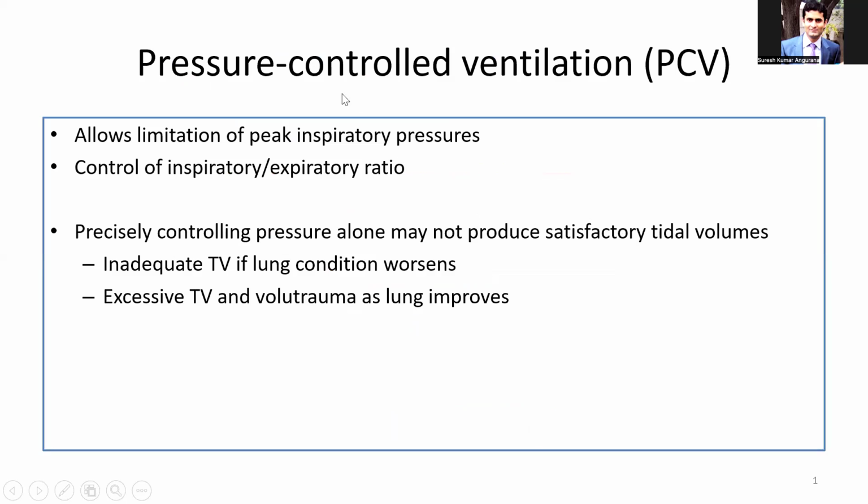In pressure control ventilation, the limit variable is peak inspiratory pressure, and we can also control the inspiratory expiratory ratio here, but a set pressure alone may not produce a satisfactory tidal volume. So if the lung condition is worsening and we are not changing the pressure, then the tidal volume will go on decreasing. But if the lung condition is improving and we are not changing the pressure, then the tidal volume may go on increasing with improving lung compliance, and it can contribute to volutrauma. So this is the problem with this mode. We have to adjust pressure based on the clinical condition or trajectory of the patient.